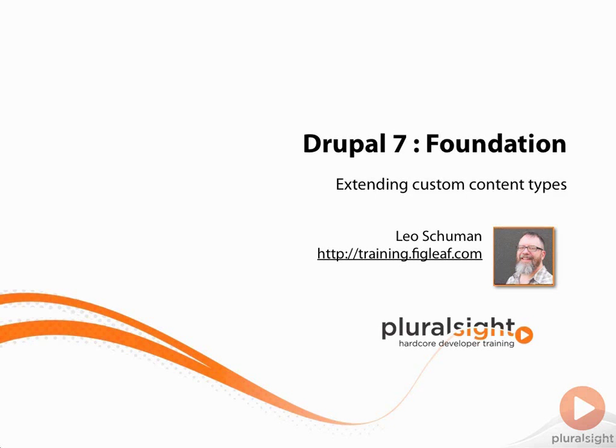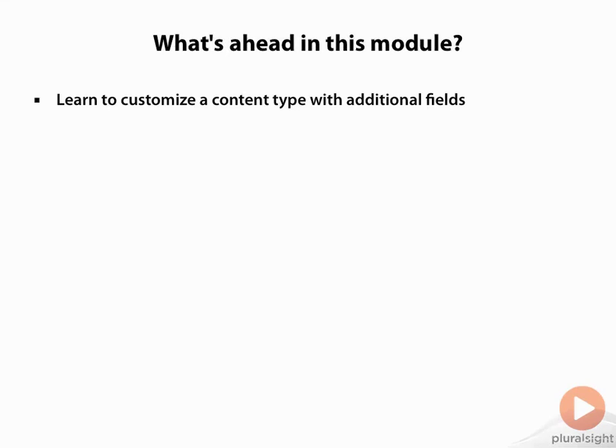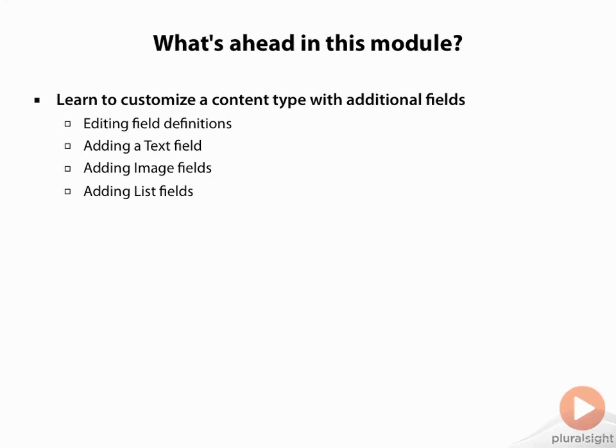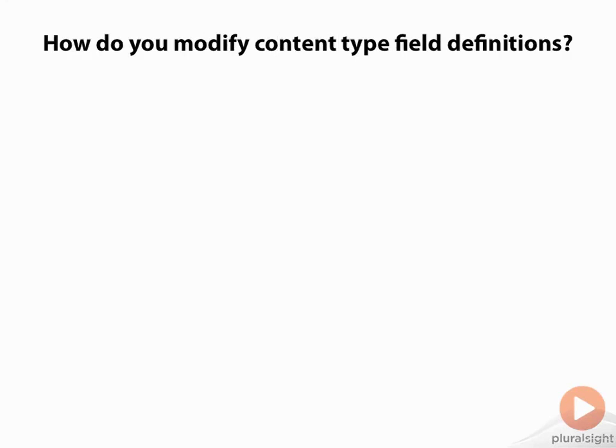Welcome to our module on extending custom content types. In this module, we're going to talk about customizing content types by modifying their fields and adding additional fields. We'll edit field definitions, and we're going to look at adding a text field, an image field, and a list field as examples of the many different types of fields you could use to customize a given content type.